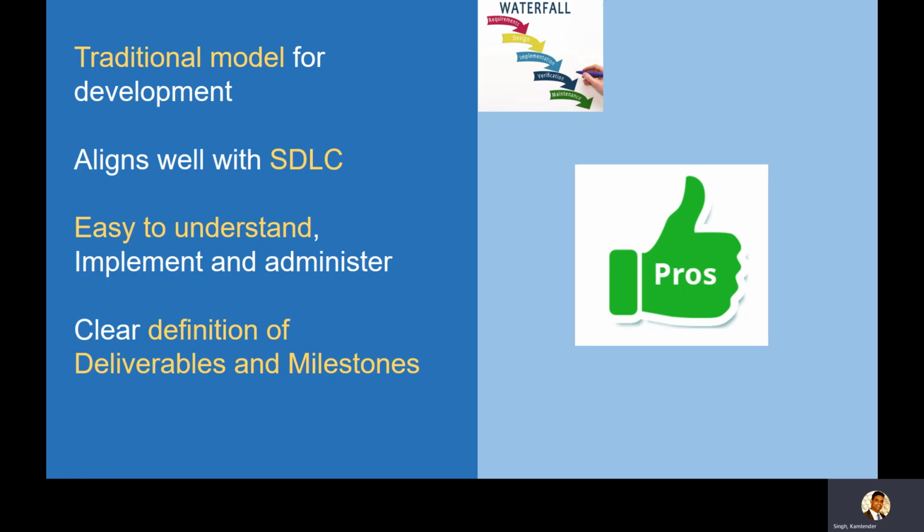So there are no new unknowns in this. Everybody feels comfortable, and it's easy to understand because each and every phase is clearly defined. The milestones are clearly defined. The output of each phase is clearly defined. The output of the previous phase becomes the input of the next phase, which is clearly defined. So everything is clearly defined. That's the reason I said clear definition of deliverables and milestones.